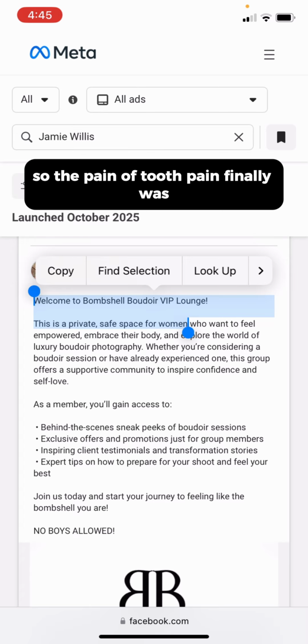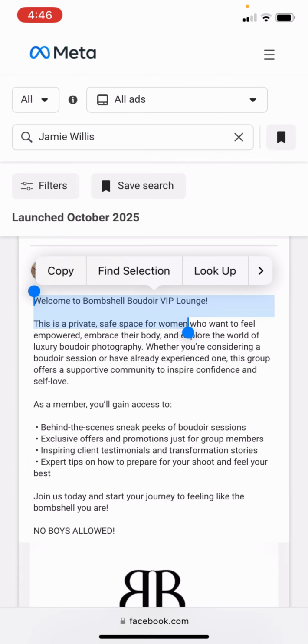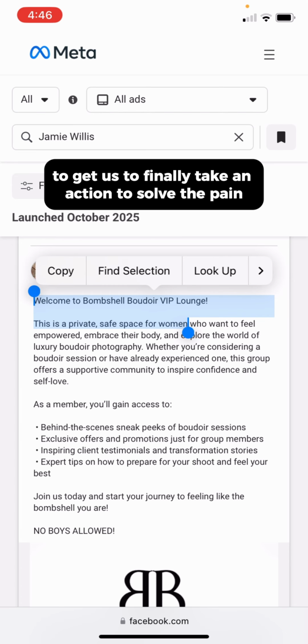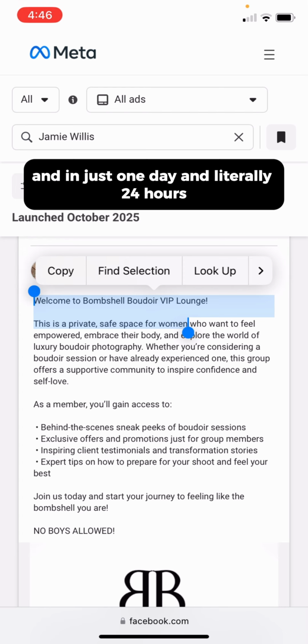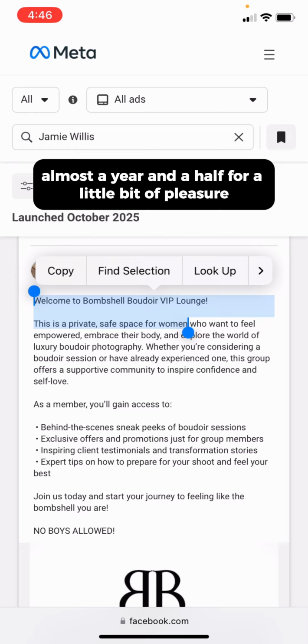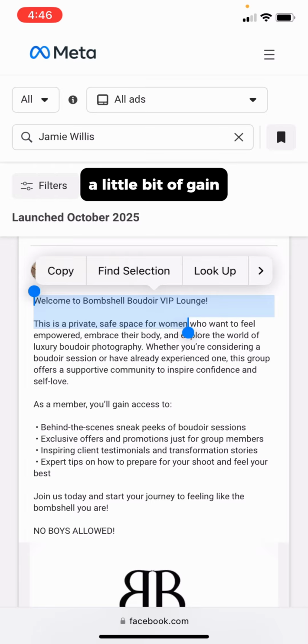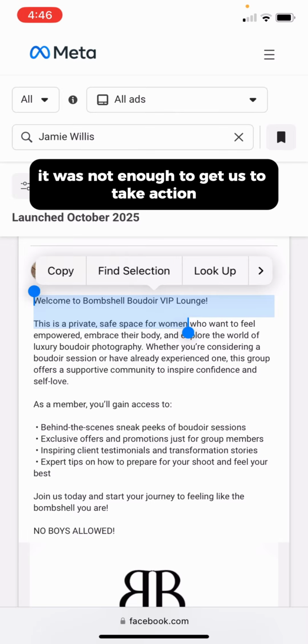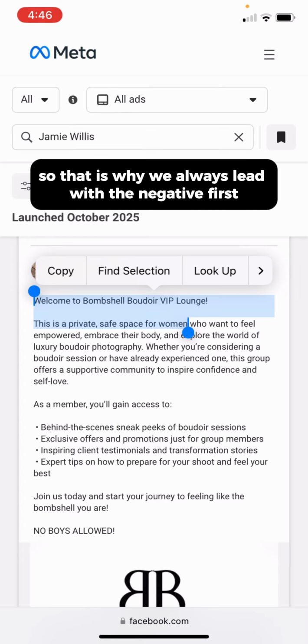So the tooth pain finally was annoying enough, painful enough, negative enough to get us to finally take an action to solve the pain in just one day, in literally 24 hours, whereas almost a year and a half for a little bit of pleasure, a little bit of gain, getting our teeth cleaned, it was not enough to get us to take action. So that is why we always lead with the negative first.